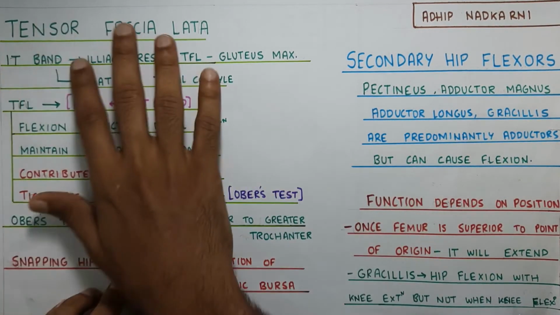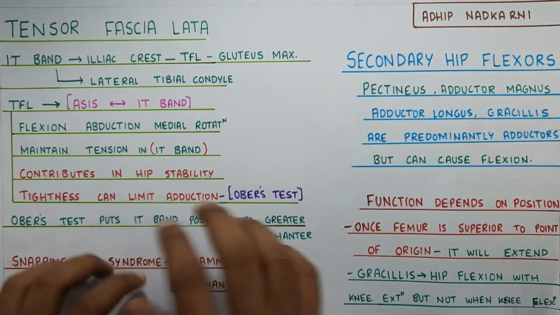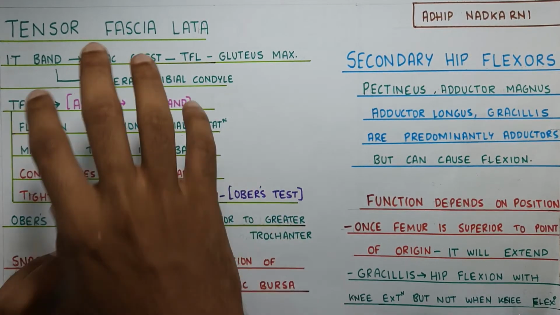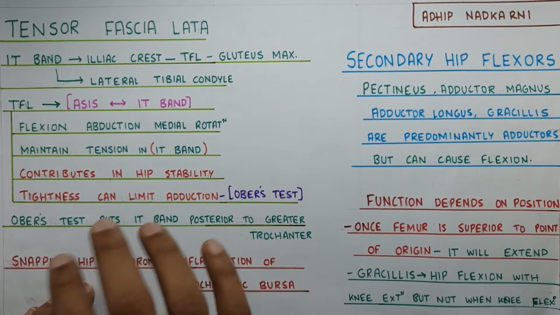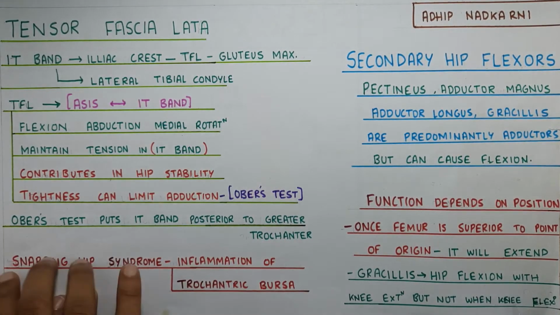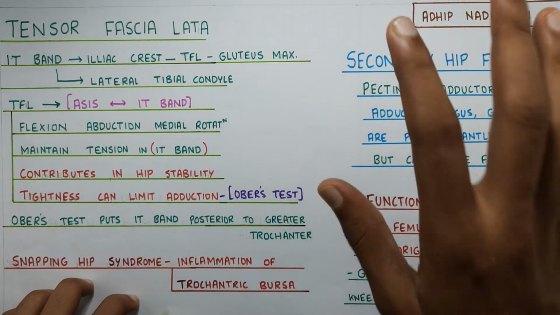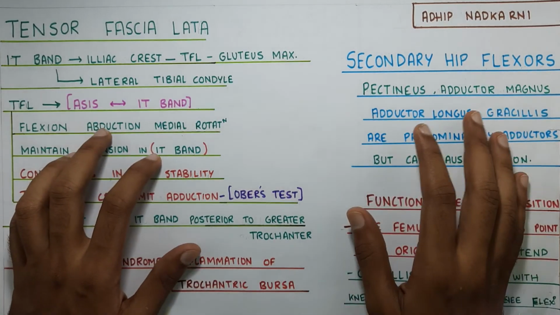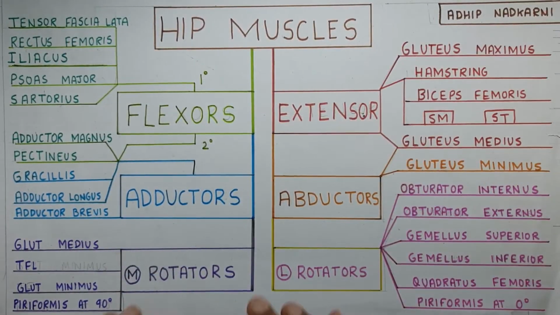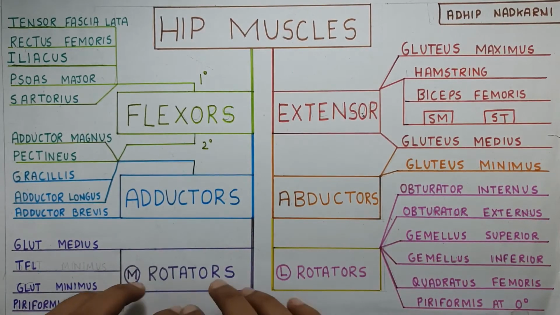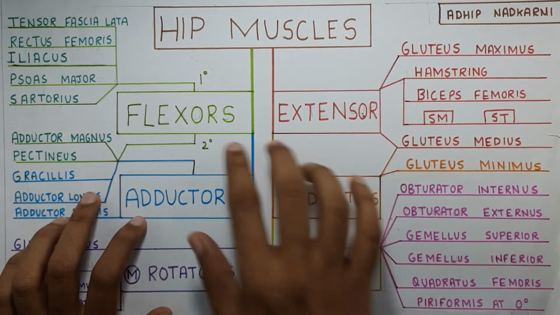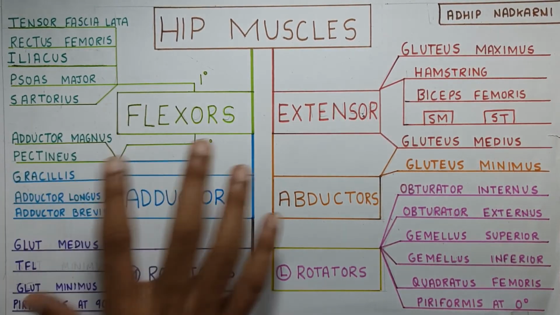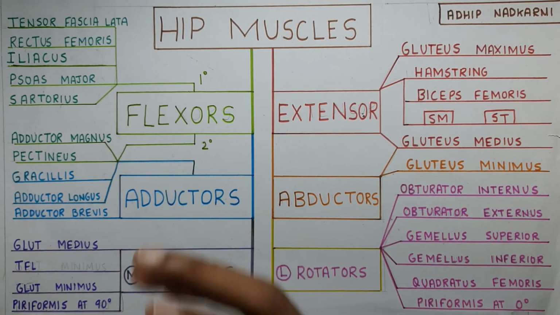Then we took our attention towards tensor fascia lata, how it is closely related to the IT band and provides stability to the hip joint, as well as when it gets tight along with the IT band, it can prevent adduction. Then we also talked about snapping hip syndrome, and then we looked at some secondary hip flexors which have the function of adductors mostly, but as the position of the hip changes, their function can also change. So with that, we finish up the flexor topic. Just wanted to get you guys back to the main classification. Over here we have covered the trips muscle and some of the adductor muscles, right? The next video will be focusing on the adductors specifically.